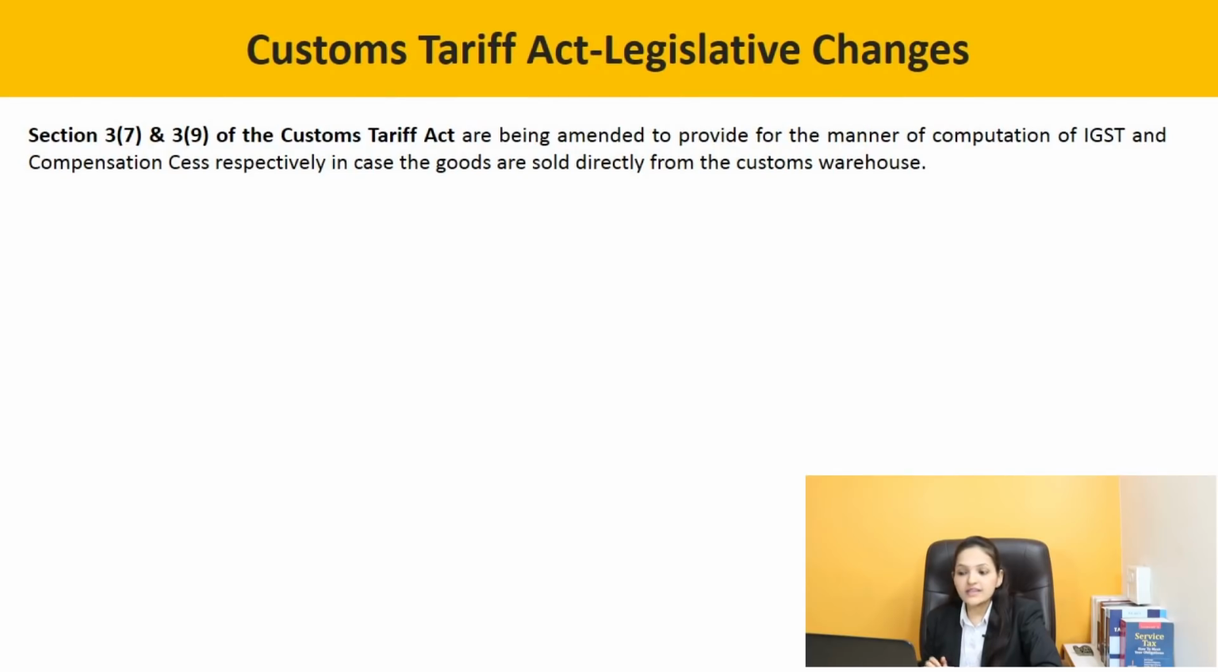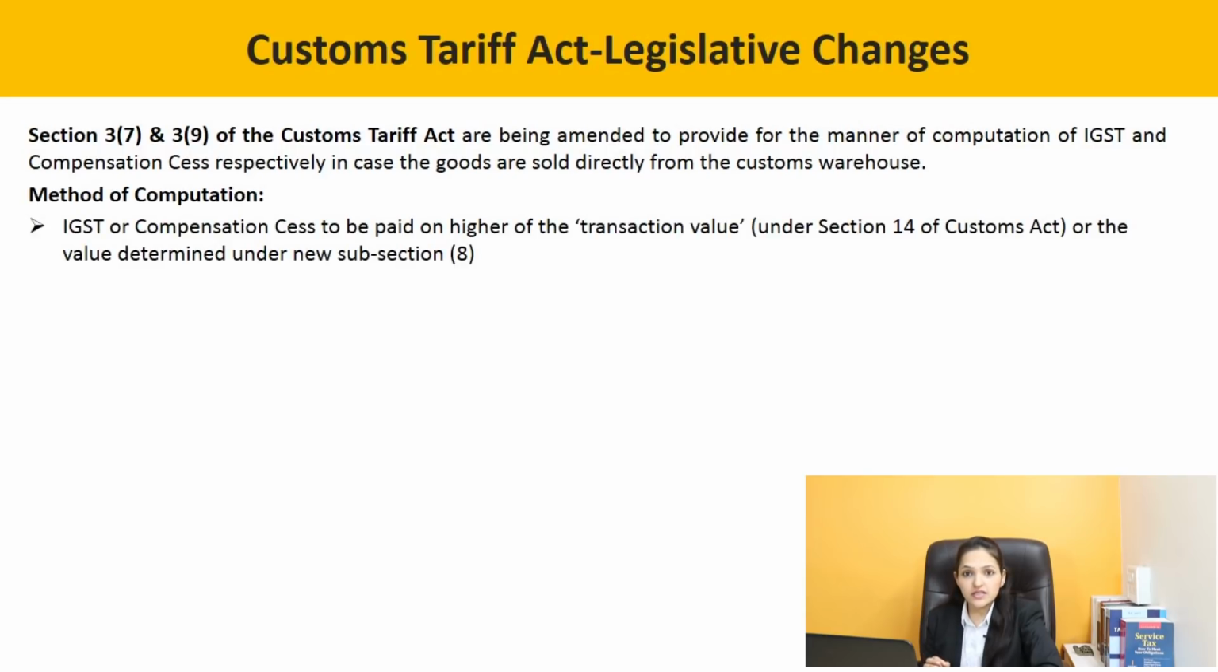Now, there are certain changes being proposed in the Customs Tariff Act. Section 3 subsection 7 and 3 subsection 9 of the Customs Tariff Act are being amended to provide for the manner of computation of IGST and compensation cess respectively in case the goods are sold directly from the customs warehouse. So what is the method of computation? IGST or compensation cess is to be paid on the higher of the transaction value under section 14 of the Customs Act or the value determined under the new subsection 8.